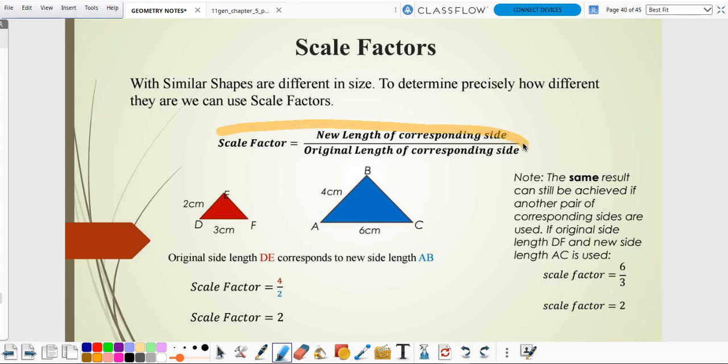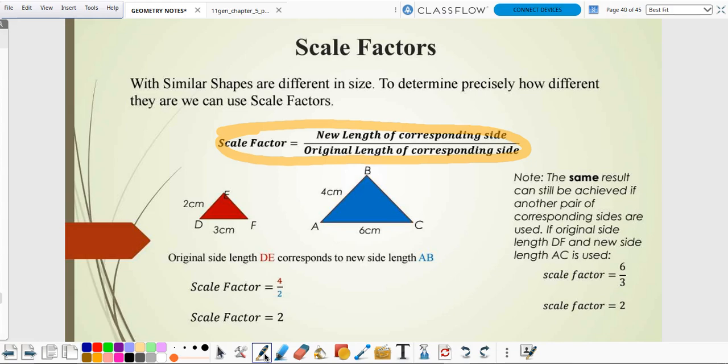Okay, you need to know this. How do you calculate your scale factor? The scale factor tells you how much something has gone up or down by, or how much something has been enlarged or minimized by. Let's see if there's an example here.